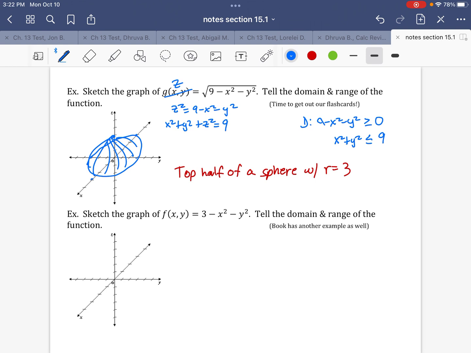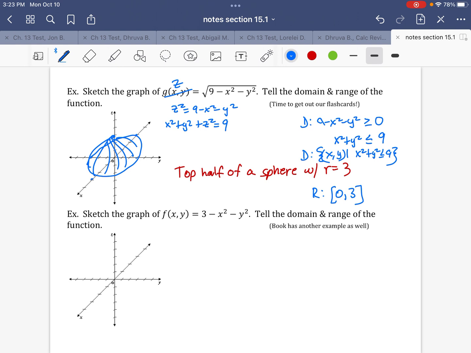All right, so sketch this graph down here. We forgot to tell the range. So my range here, I can tell you that nothing is going underneath the z-axis, right? So I'm staying basically from 0 to 3. So my range is from 0 to 3. And you could also write your domain more officially. You could say the domain is x's and y's such that x squared plus y squared is less than or equal to 9.